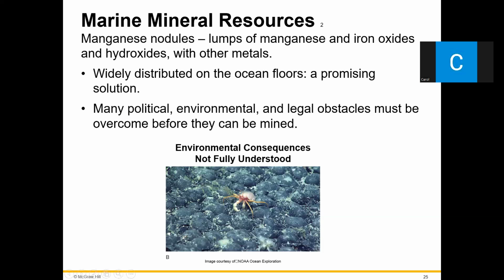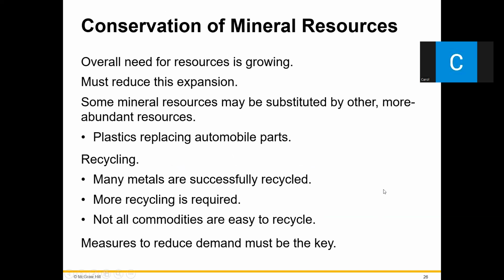And there's a lot of political and environmental and legal obstacles to be overcome. Nobody wants to go in and mess with the ocean's ecosystem, as well as legal obstacles. And political, like who owns the ocean? Right now, nobody does. And so if you start mining it, then you're giving that country those mineral rights. How do you take care of that?